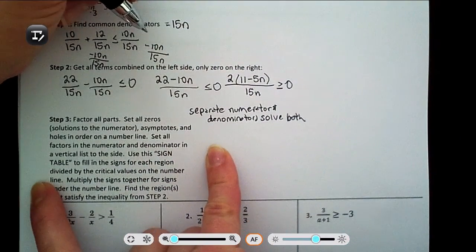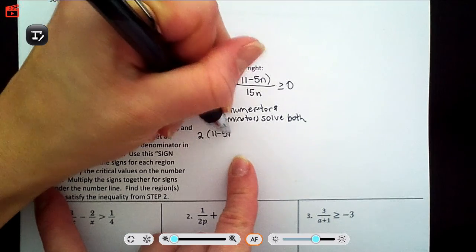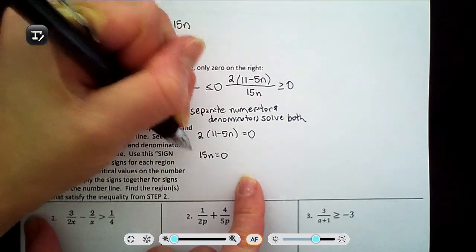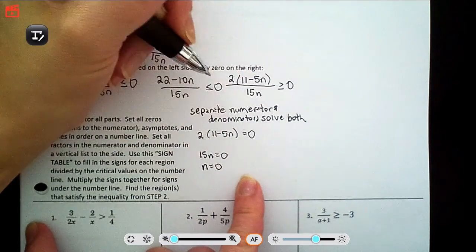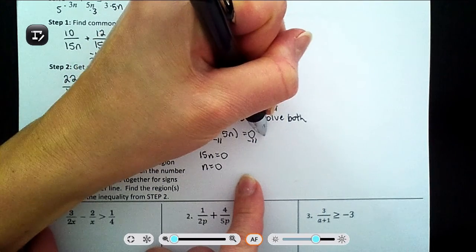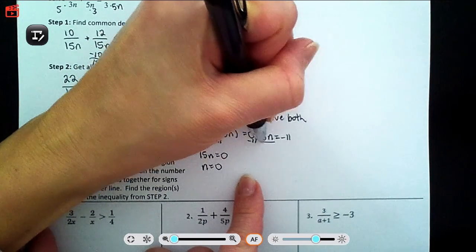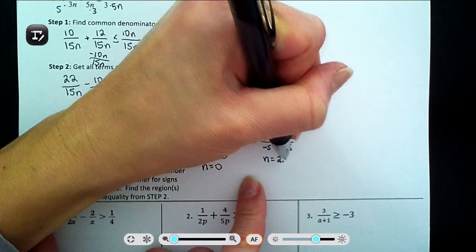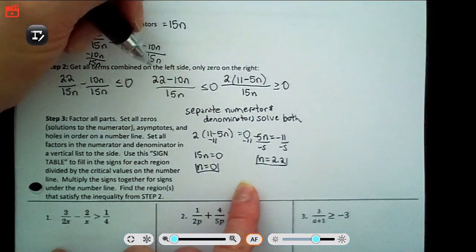Okay, so I'm going to take the 2 parentheses 11 minus 5n equals 0 and the 15n equals 0. I'm going to divide by 15 and get n equals 0. I'm going to divide by 2 and just get rid of that term. Then I'm going to subtract 11, and I get negative 5n equals negative 11. When I divide by negative 5, I get n equals 2.2. So right now I have 0 and 2.2.